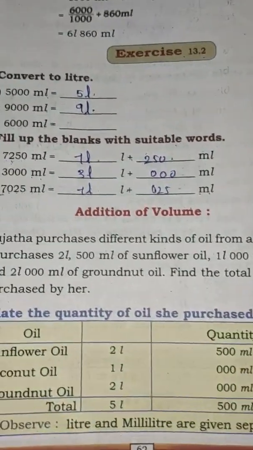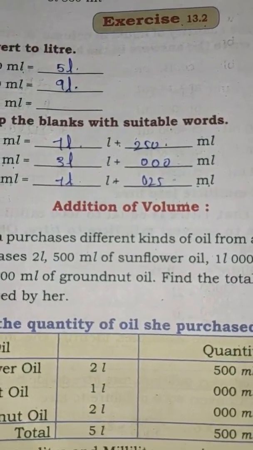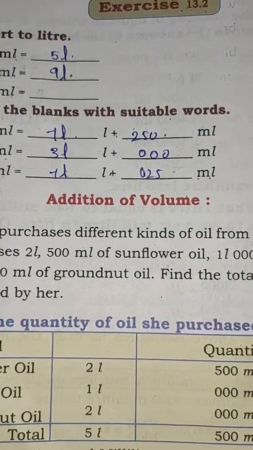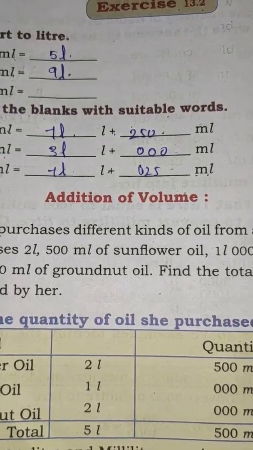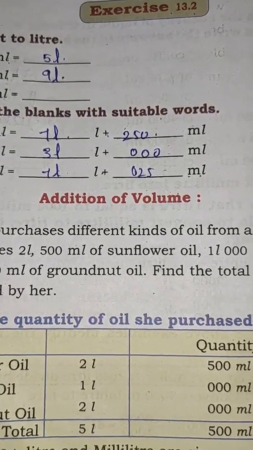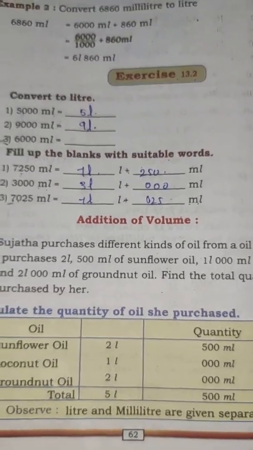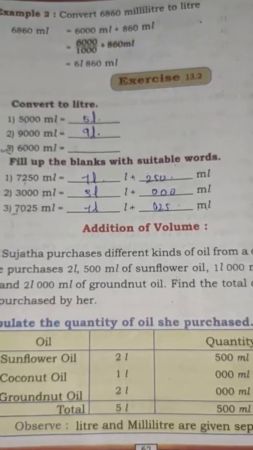Understood, children? So children, you have learned what is volume, what is capacity, then what is liter, what is milliliter. Then you have learned how to convert liter into milliliter, then how to convert milliliter into liter. Hope you understood all the concepts very well, children.